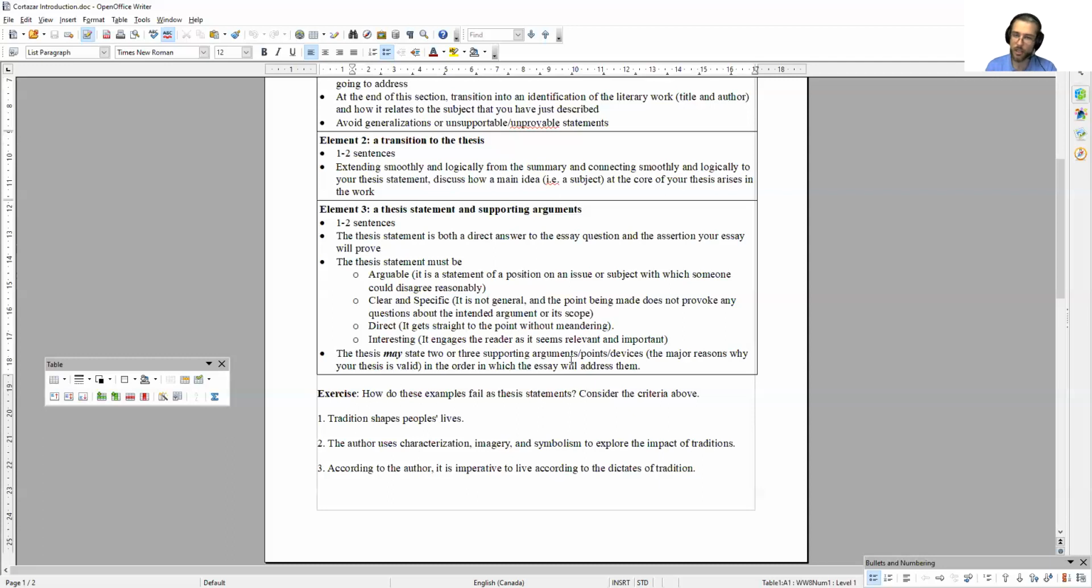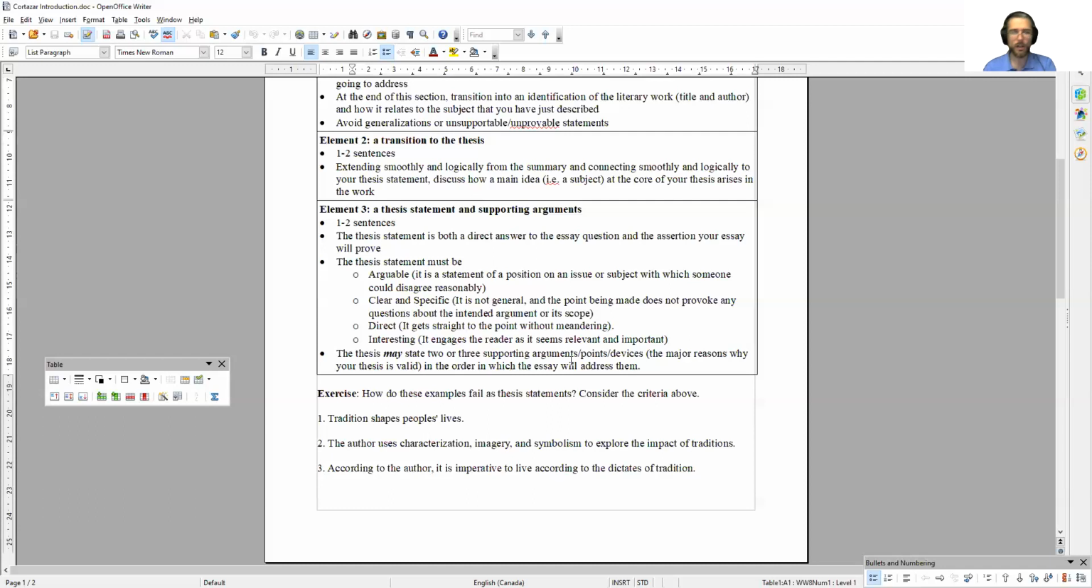The author uses characterization, imagery, and symbolism to explore the impact of traditions. Well, you have your list of devices, that can work. But to explore the impact of tradition, that means simply that the story is talking about tradition. There's no specific argument there. So again, the issue of specificity. What is this text explicitly saying? What is being argued here or put forth is not addressed.